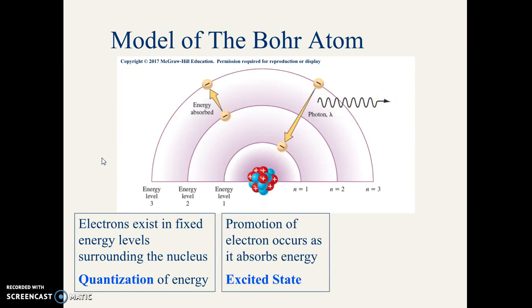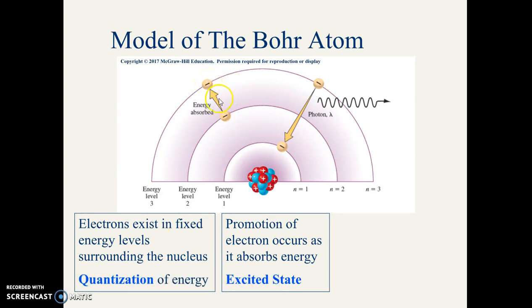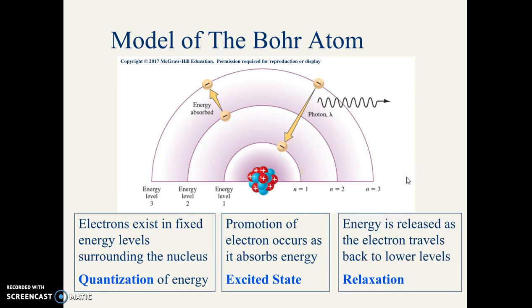So electrons exist in these fixed energy levels surrounding the nucleus. We say that as quantization of energy, meaning they get quantized, so they can move out to higher energy levels. The promotion is them going to their excited state, and then they can fall back down. Energy is released as the electron travels back to the lower levels to its relaxation state.